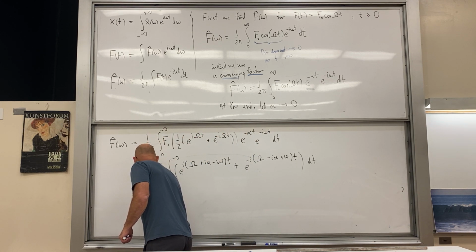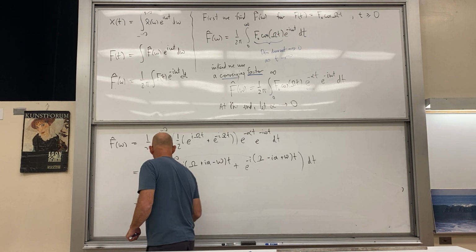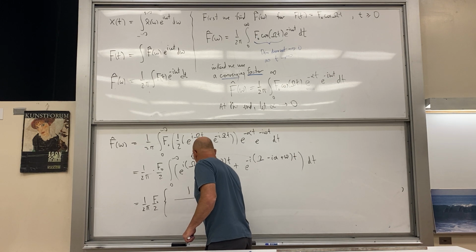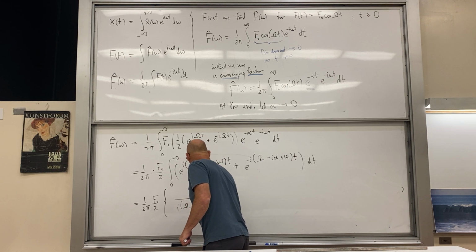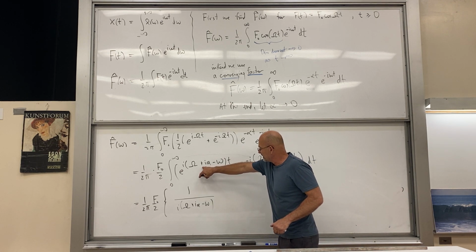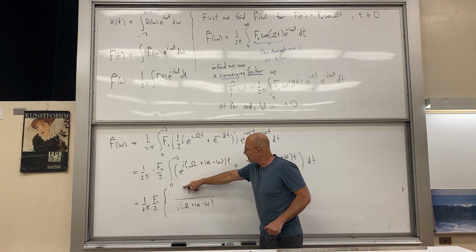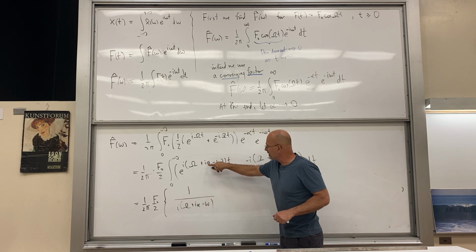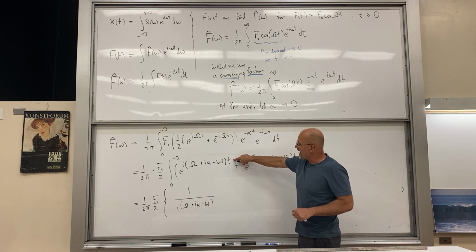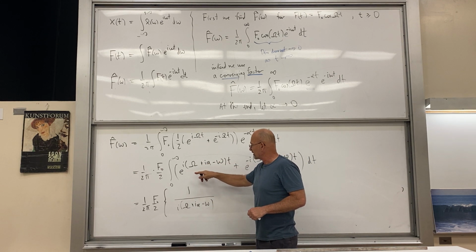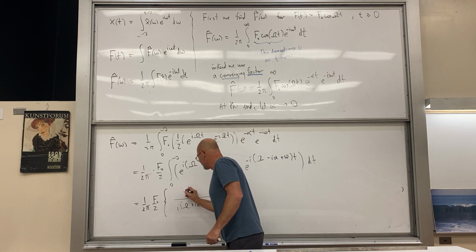So we go 1 over 2 pi, f naught over 2. And now you see we're going to have 1 over i times omega plus i alpha minus omega, times this function evaluated from 0 to infinity. At infinity, because of the converging factor, that just vanishes, so we just have the lower bound, and the lower bound will be minus e to the 0, so that just gives us minus 1 right there.